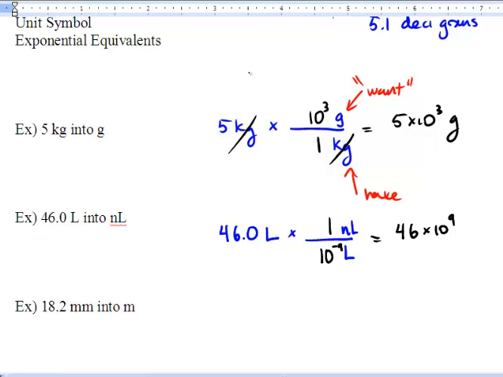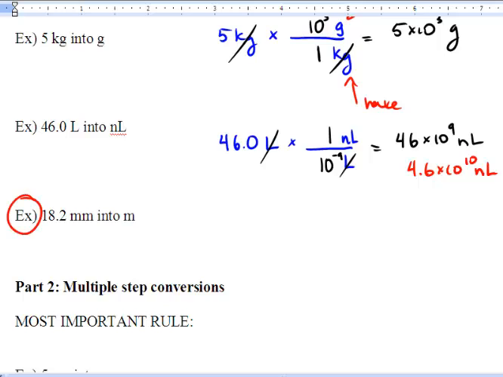And then what we've got is nanoliters. Our liters have canceled out. We're left with nanoliters. We can rewrite this as 4.6 times 10 to the exponent of 10 nanoliters. I'd like you to try this one on your own, please.